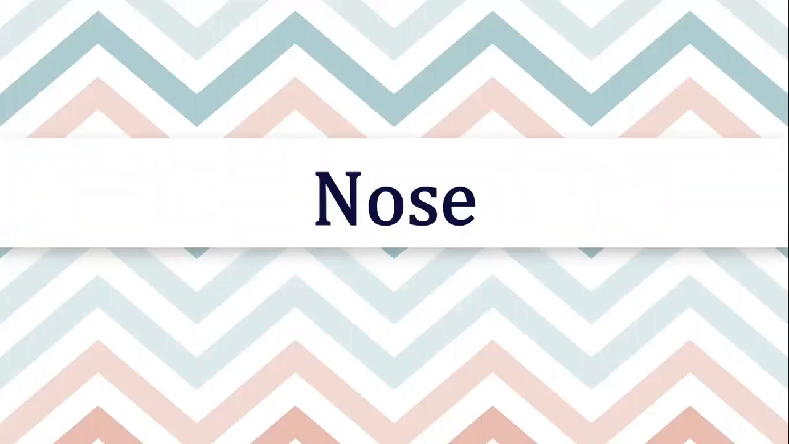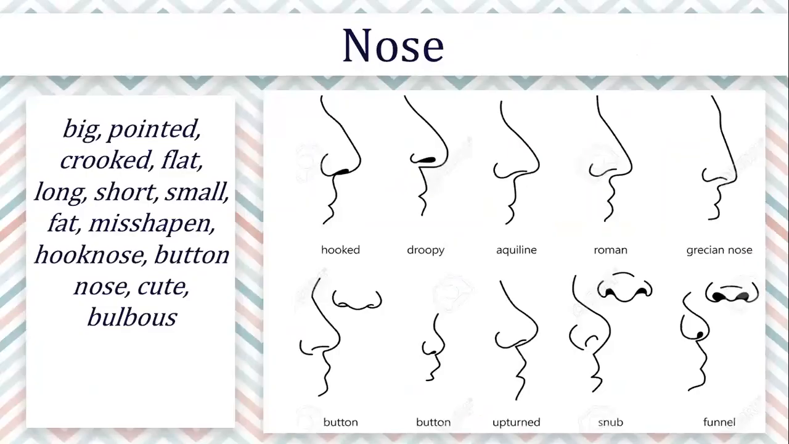Then you go towards the nose. They can be big, pointed, crooked, flat, long, short, small, fat, button, hook nose, maybe cute or bulbous nose. They can be in any shape. And whenever you're telling the appearance of the person, when you define the nose of the person, it actually gives an overall view of the face of the person. And the reader who's reading that description can actually imagine the shape of that person in their mind.